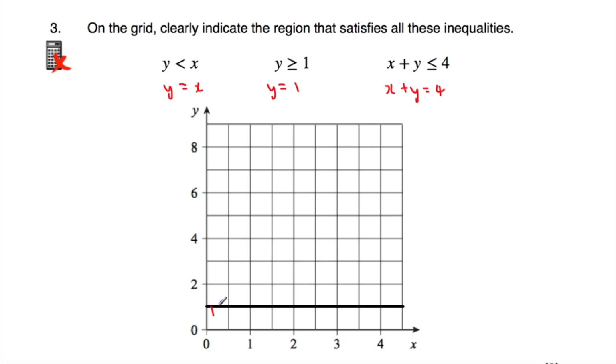So we're going to reject below that line. And I'm just going to do these little dashes to show that's the section we're rejecting. All the points below that line would not work for that inequality.